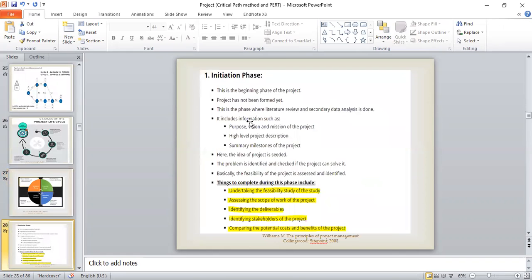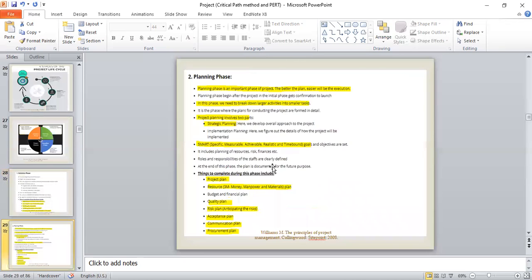Initiation phase includes the things to be undertaken, feasibility of the study. It includes purpose, vision, and mission of the project, high-level project description, summary, milestone of project, and assessing the scope of work, identifying the deliverables, identifying stakeholders of the project, comparing the potential costs and benefits of the project.